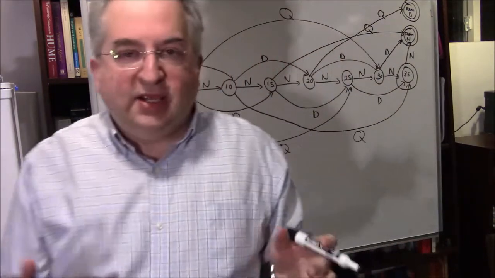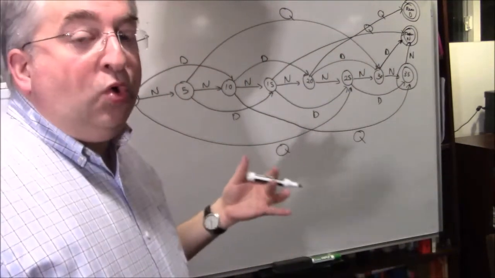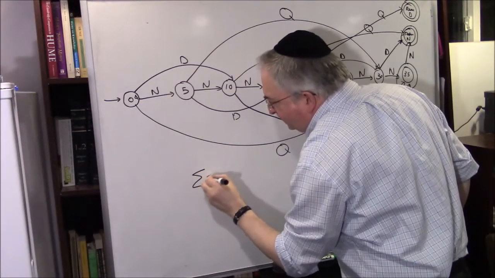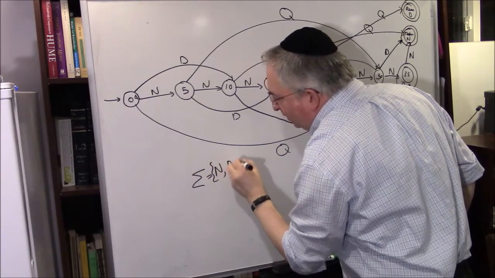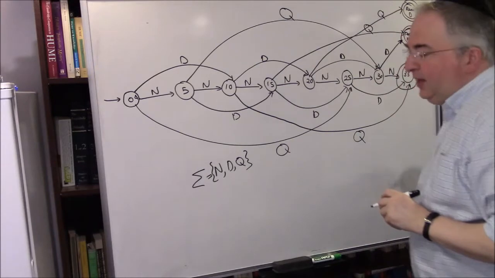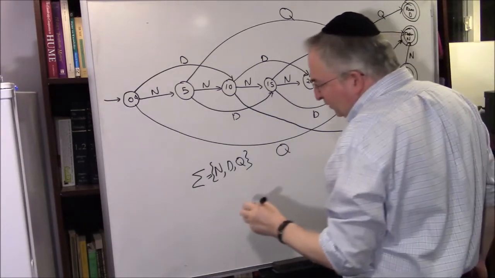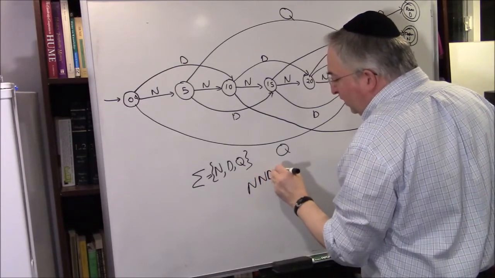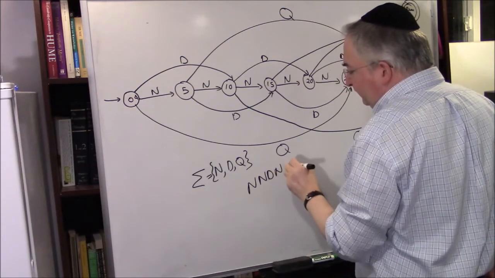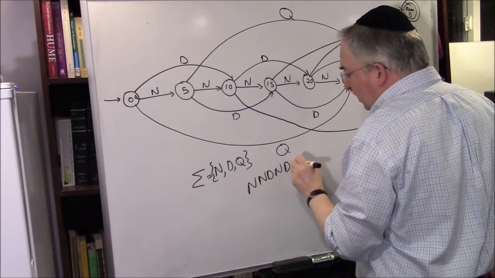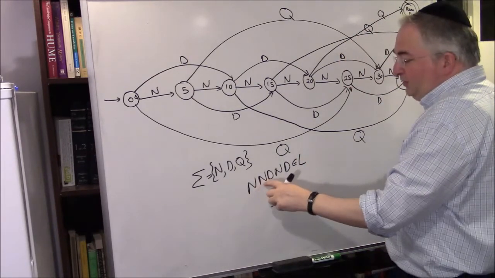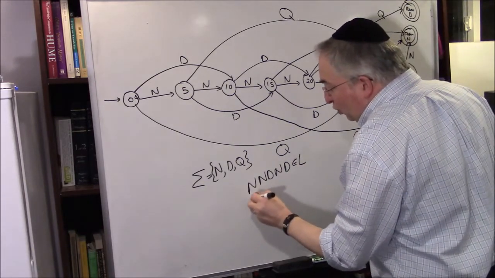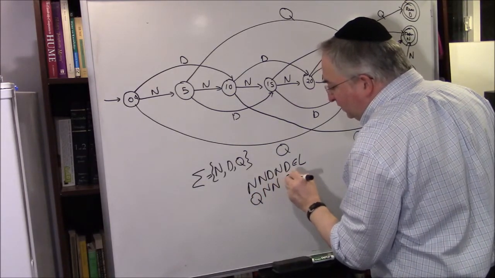Now we can ask, what words does this language accept? So let's be a little bit formal. The alphabet is nickel, dime, quarter. Let's go through some words that are accepted. Nickel, nickel, dime, nickel, dime is in the language: 5, 10, 20, 25, 35, it's in the language. Quarter, nickel, nickel is in the language.